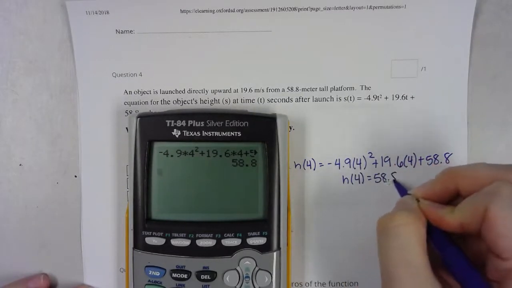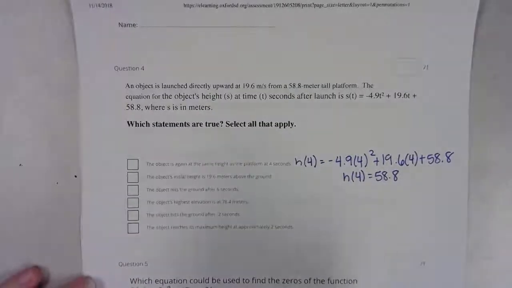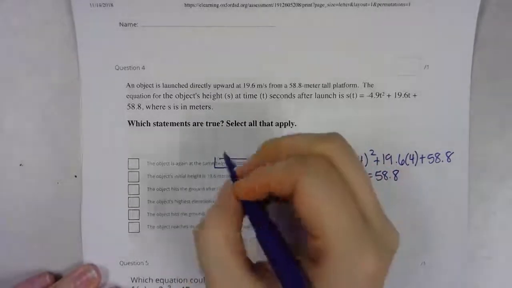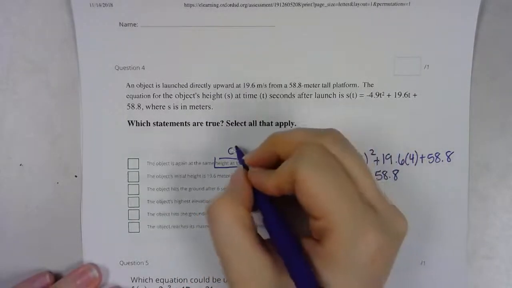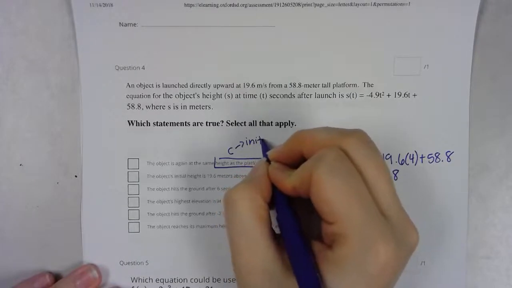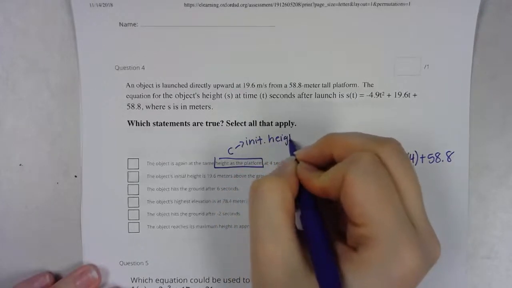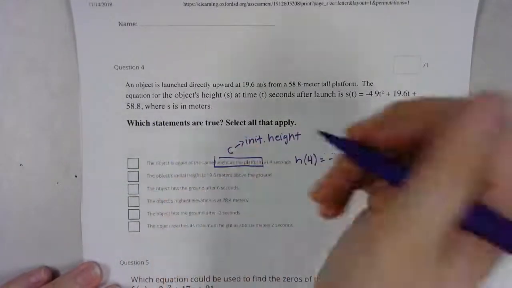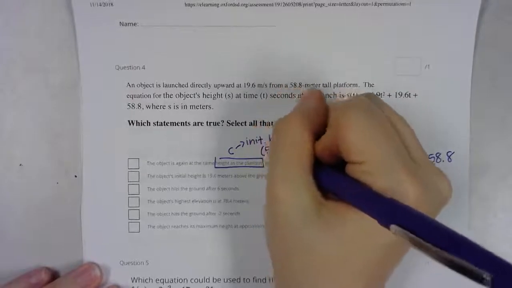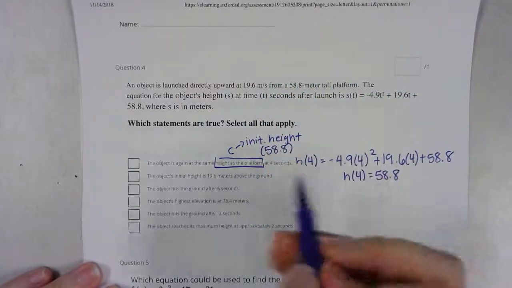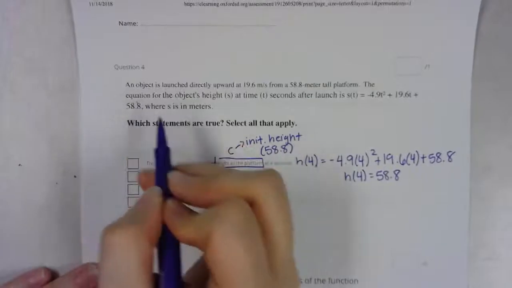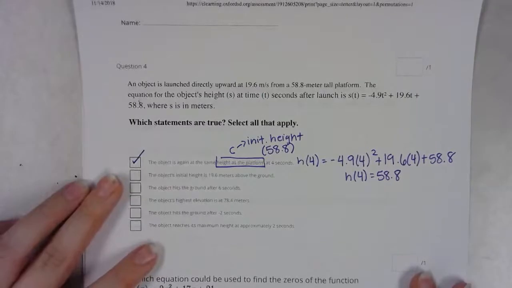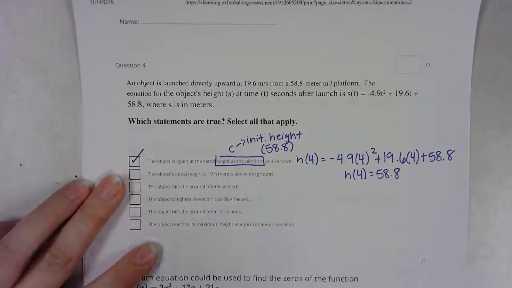Now, you also need to remember that the height of the platform is just that c value, that initial height. So if I go back to this function, I see that my initial height was 58.8. Because this c value right here is 58.8, that is a true statement.